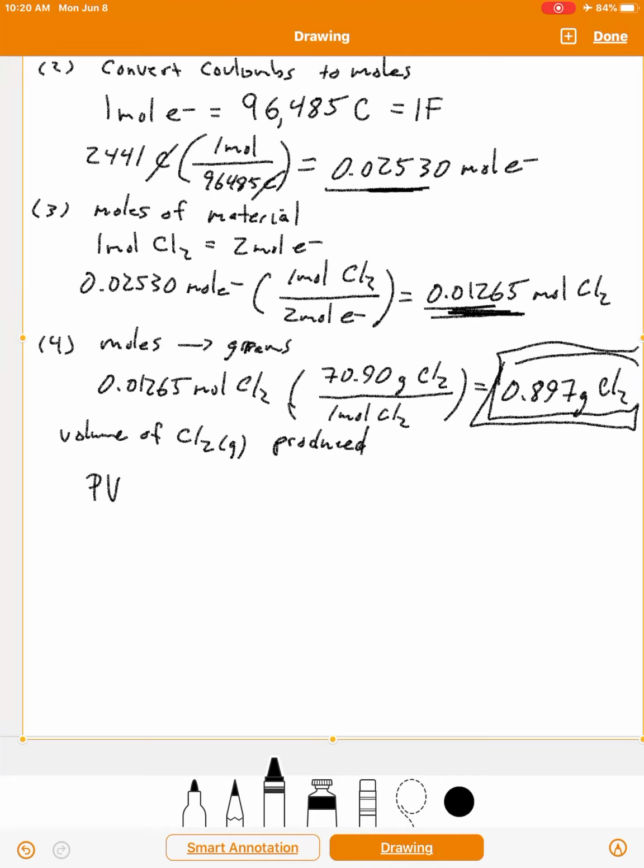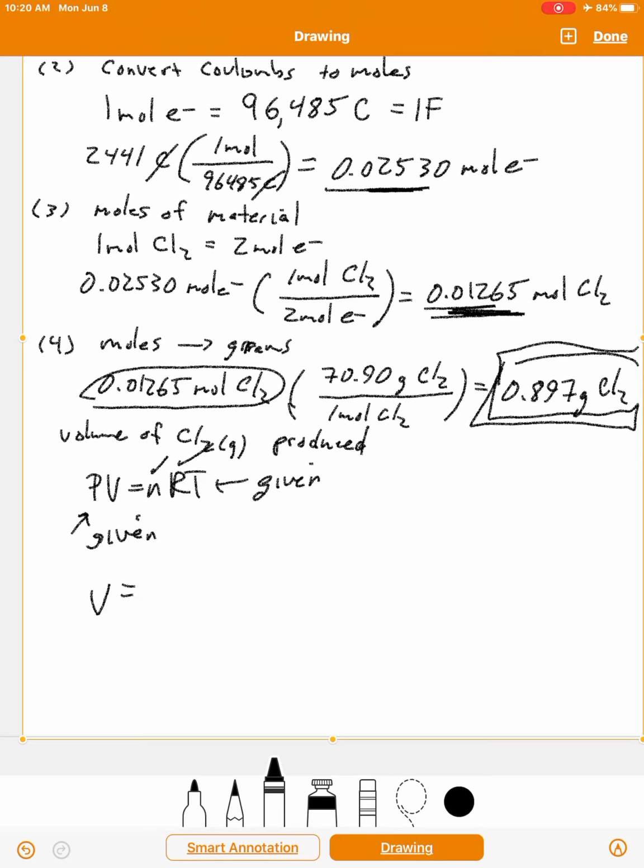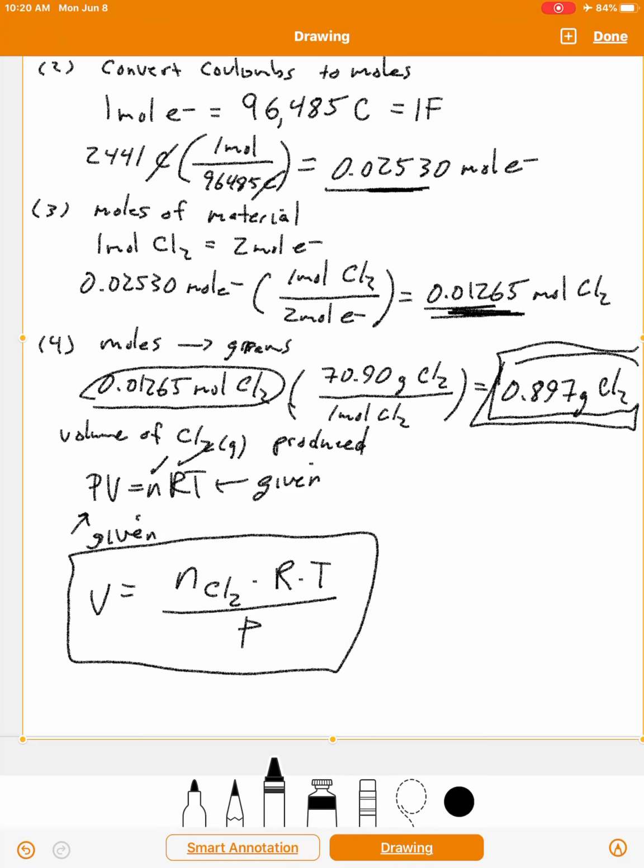If we're talking about the volume of the gas, use PV equals nRT. So what you would do is you would take your moles here, which you've got that one. This is the gas constant right there. This would have to be given. We'd have to know what that is. And this would also have to be given. And so the volume would be the moles of chlorine gas times RT divided by P, and that would allow you to find the volume.